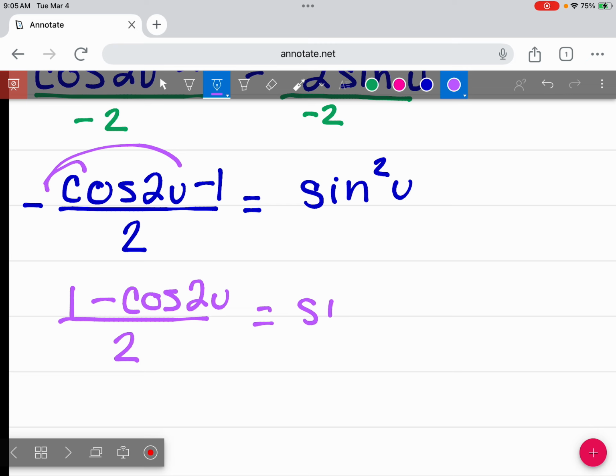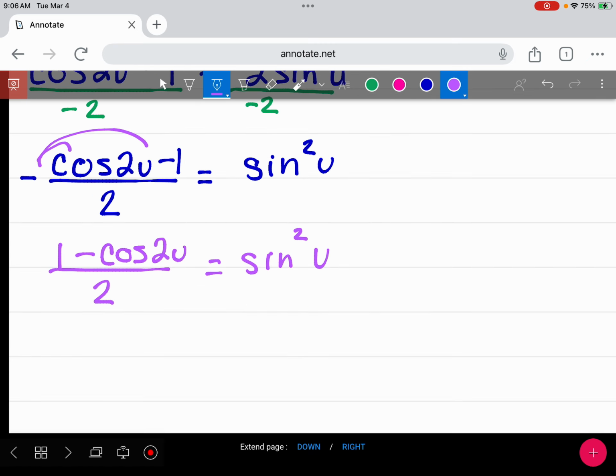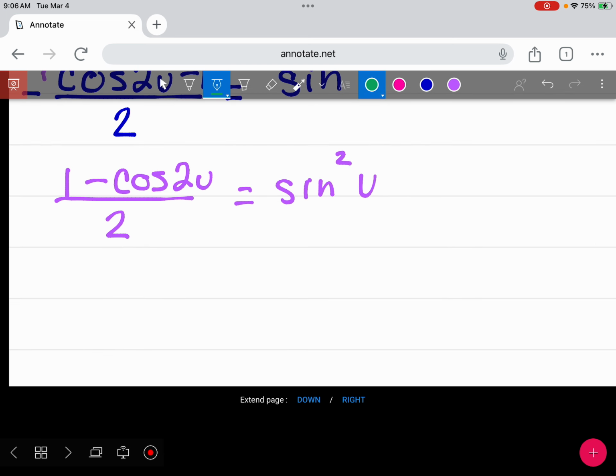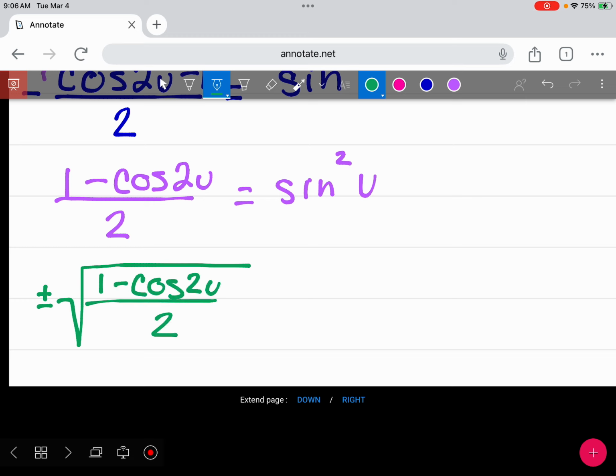How do I get my sine squared to not be squared anymore? Square root both sides. So what we get is a plus or minus square root of 1 minus cosine 2u over 2 equals sine of u. So this is a whole lot.